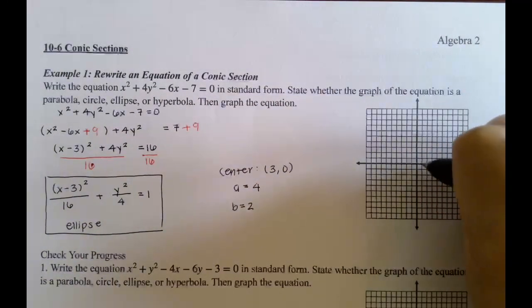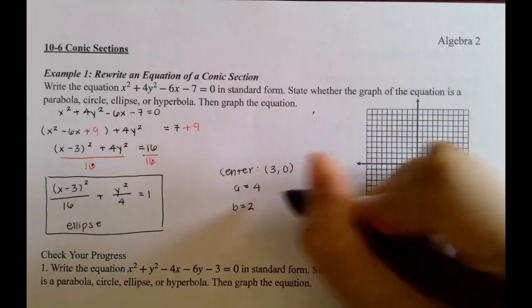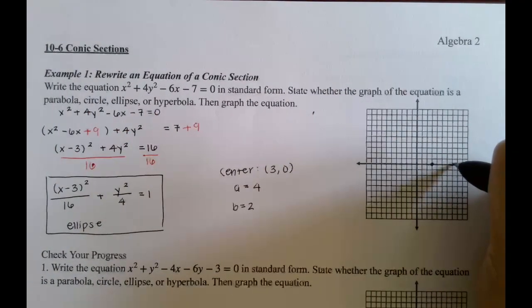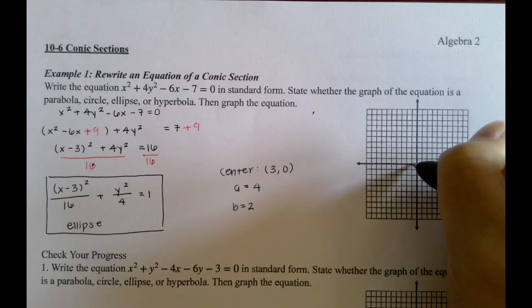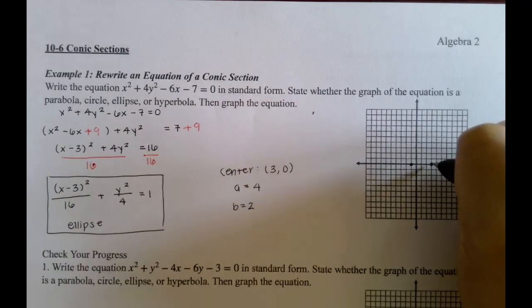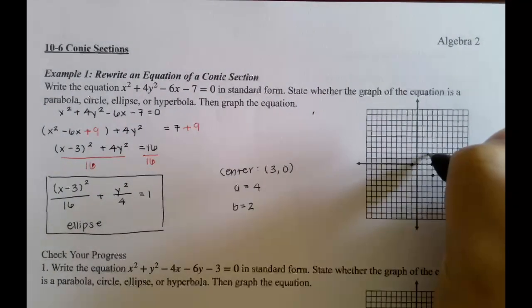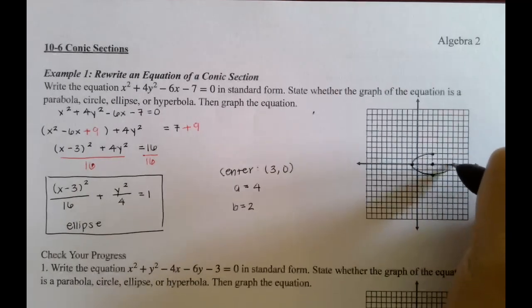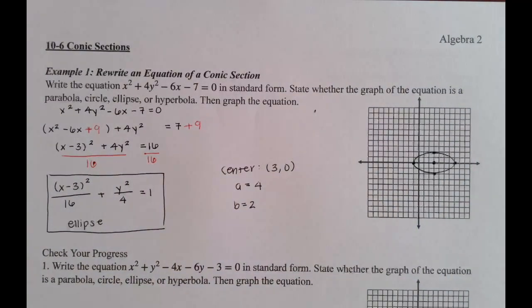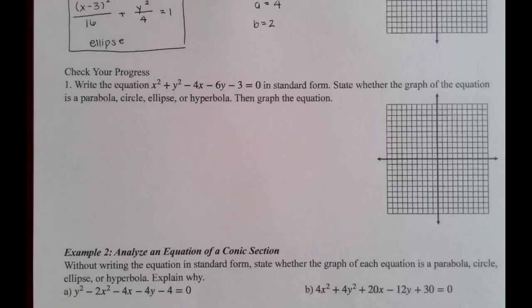So center at 3, 0. A is under the x, so I'm going to move 4 to the right, 1, 2, 3, 4, and 4 to the left, 1, 2, 3, 4. So here's my major axis. And then b is 2, so up 2, down 2 from my center, and then connect. I can also find the foci if I wanted and graph those two points. So why don't you try CYP1, and then once you're done, come check your answer.